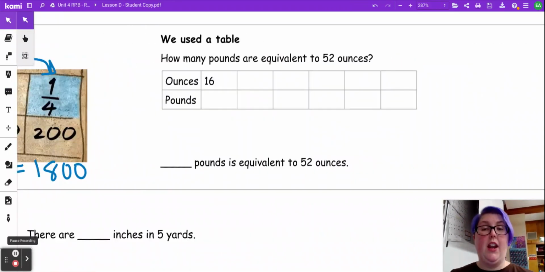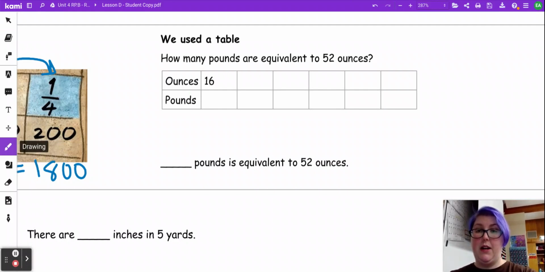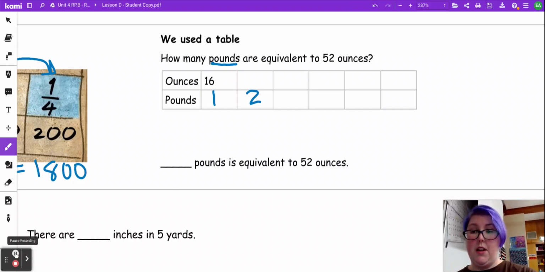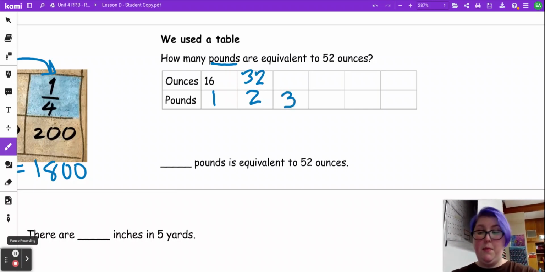So now let's look at another table with a new problem. So the question is, how many pounds are equivalent to 52 ounces? Well, 1 pound is 16 ounces. So if we double that to 2 pounds, that becomes 32 ounces. What happens if we have 3 pounds? 3 times 16 is 48 ounces. Well, 48 is just 4 ounces away from 52, so we're getting close.